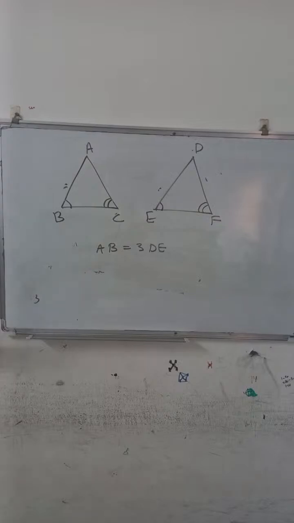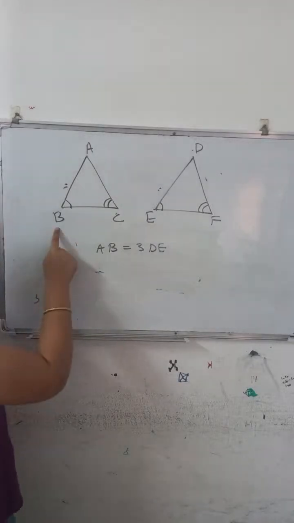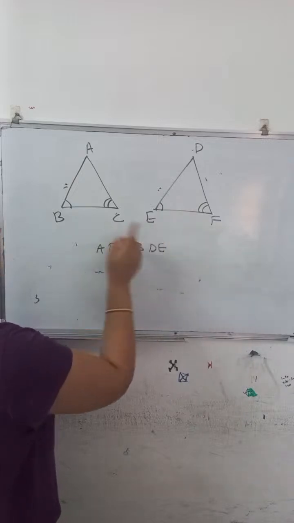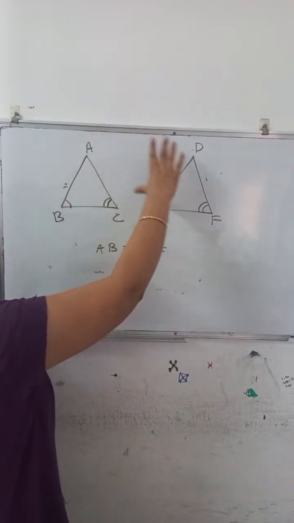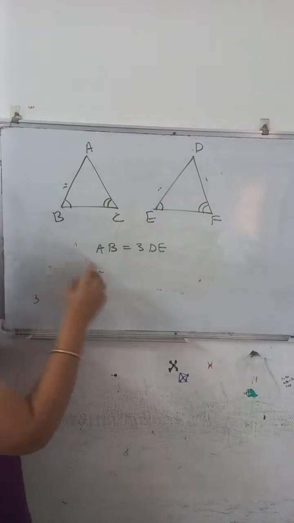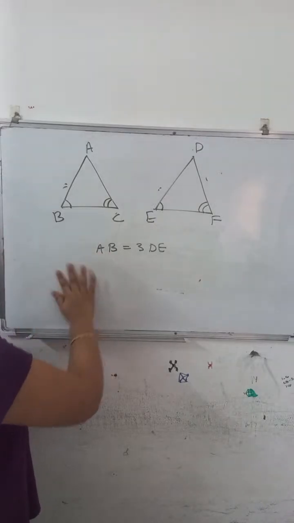So this is the question, and here two triangles are given, ABC and DEF, where angle B is equal to angle E, angle C is equal to angle F, and AB length is equal to thrice of DE. So in this case they are talking about the angles and this relation between the sides.